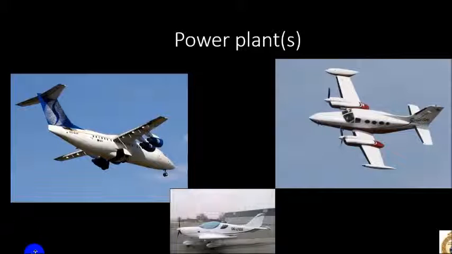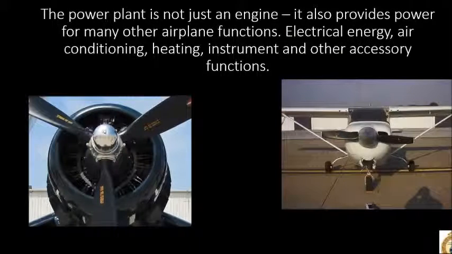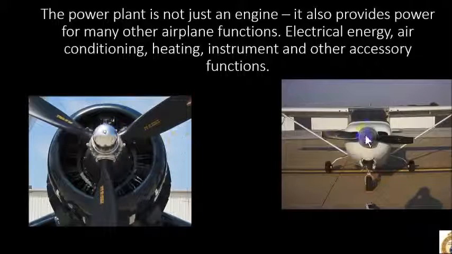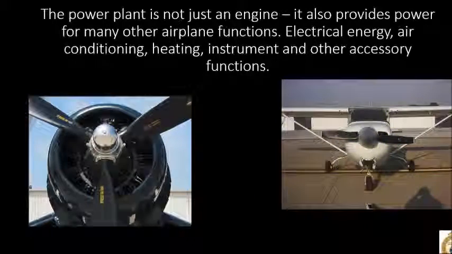Next we have power plants. Now a power plant, we can't just think of it as an engine because it does so many other things as far as air conditioning, heating, electrical applications. So it's not just an engine. Here we have a radial engine. Here we have what we call a horizontally opposed engine. When we call it a radial engine or a horizontally opposed engine, we're speaking of the arrangement of the cylinders. We go back, the cylinders go around, these are horizontally opposed.